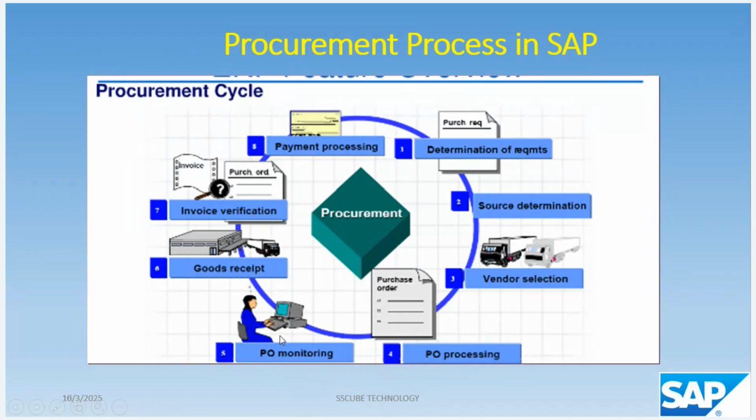After that, PO monitoring. Monitoring means you will just observe. For example, when you book an item in Amazon, there is a tracker. So you are tracking when the item is going to be delivered. So here also is PO monitoring. PO monitoring means you are monitoring the PO for when it is going to be delivered. That is called PO monitoring.